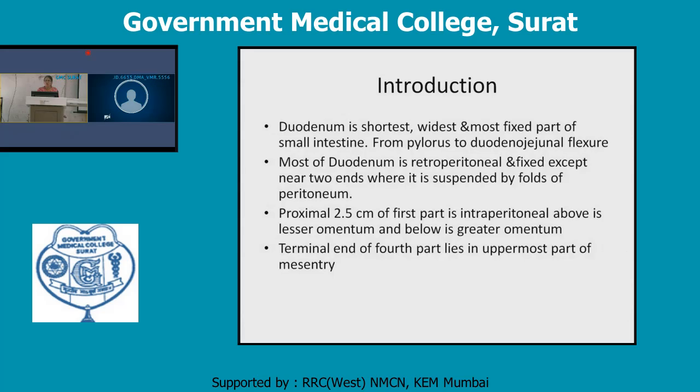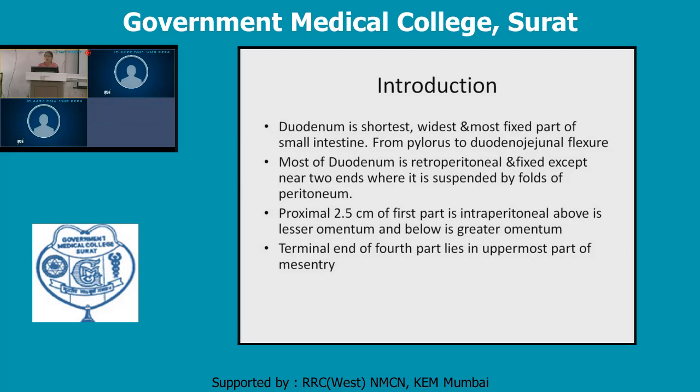So your stomach is mobile. It is hanging by two folds of peritoneum, that is lesser omentum and greater omentum, and the duodenum is next, most of which is retroperitoneal. So most of the duodenum is a retroperitoneal and fixed part, except near the two ends where it is suspended by folds of peritoneum.